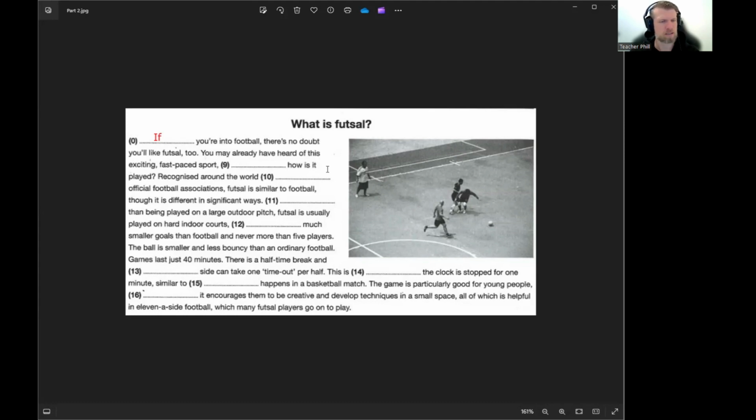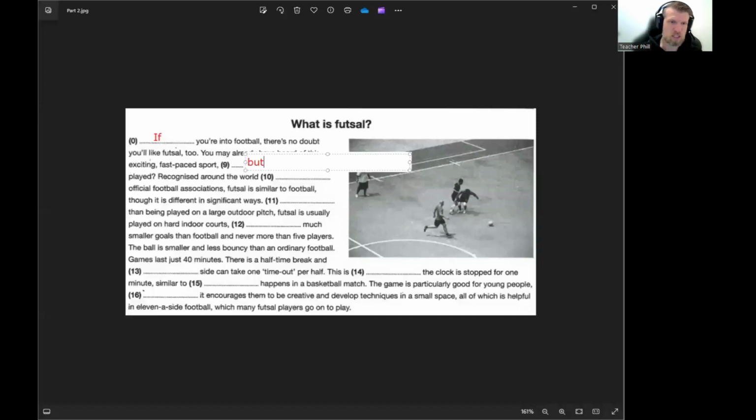How is it played? I guess they say here, this looks like a contrast to me, from what's before the comma to what's after the comma. They ask this question. They say here, you may have heard of it, but how is it played? I think that is probably correct here.